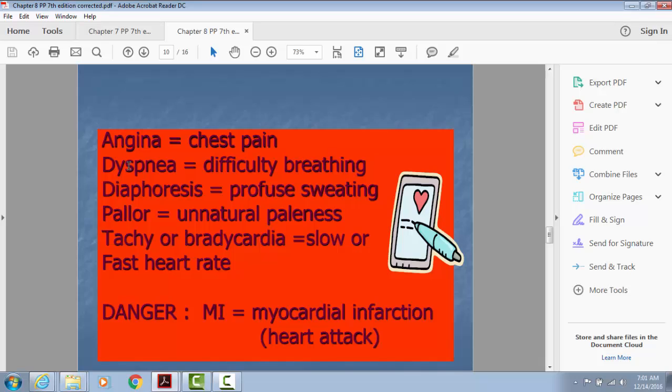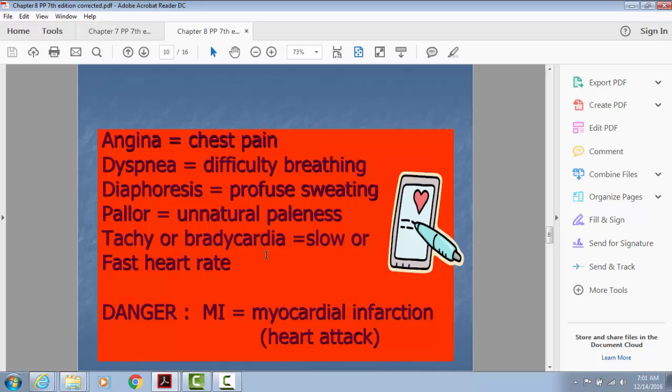Dyspnea, we learned in the respiratory system, means difficulty breathing. They may have diaphoresis, which means profuse sweating, like they break out in sweat all over their body, not just a couple trickles of sweat like what we do when it gets hot outside. They have pallor, and you'll remember that term from the integumentary system. Pallor was an unnatural look of paleness because all of the blood is going to the vital organs.